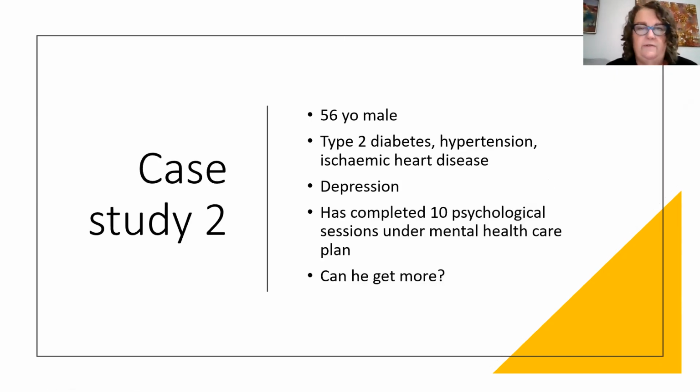Here we go. We've got a 56-year-old male. He's got type 2 diabetes, hypertension, and ischemic heart disease, and also depression. And he's completed 10 psychological sessions under his mental health care plan. And my question in this is, can he get more?